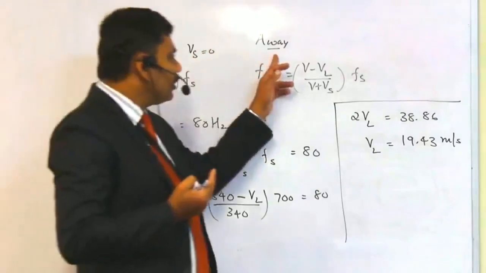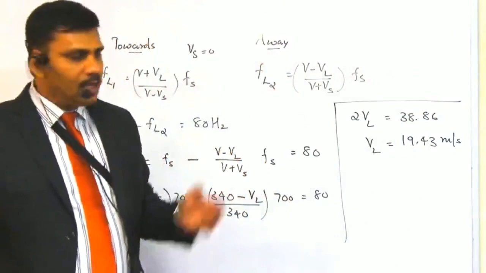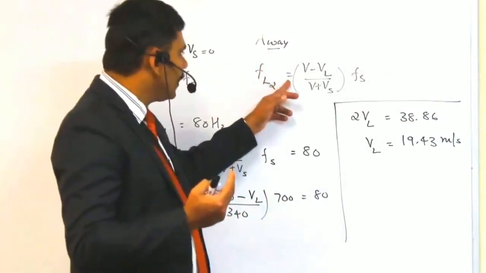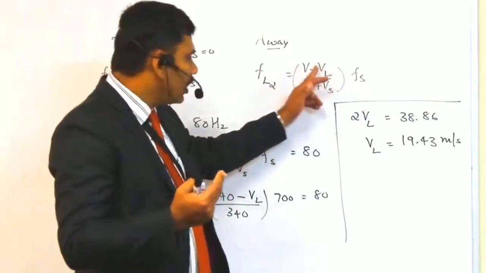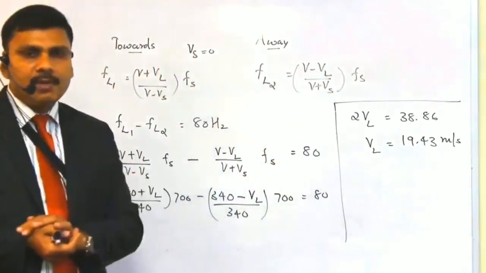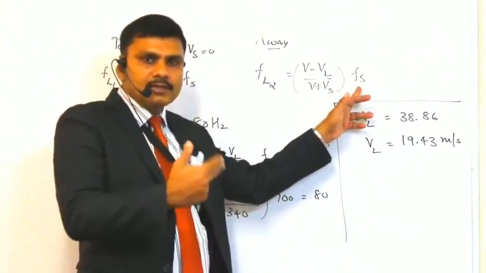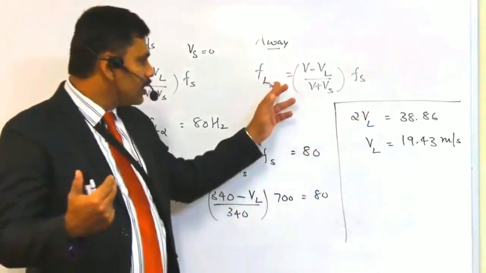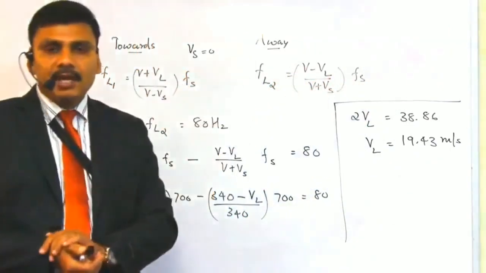Then, in the second case, the car is moving away from the ambulance. So the equation changes. The frequency heard by the listener in the car equals (V minus VL) divided by (V plus Vs) times Fs. Here the numerator is minus. The reason is that the frequency heard by the listener will be less than the actual frequency, because the listener is moving away from the source, which is the ambulance. So these are the two cases explained in the question.